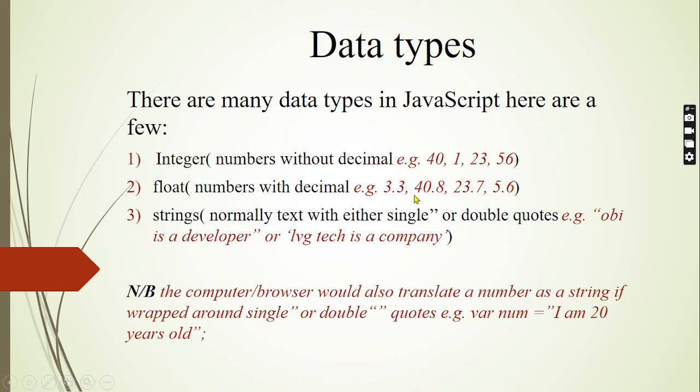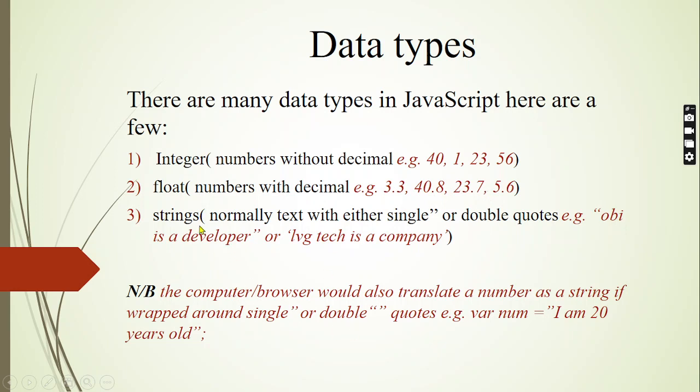Then floats are numbers with what? Decimal: 3.1, 3.2, 100.5, 40.8, 33.7, or 23.7, 5.6. So any number with decimal. So it does not even have to be only one decimal place. You can use 3.333, 40.888, and all that, etc.